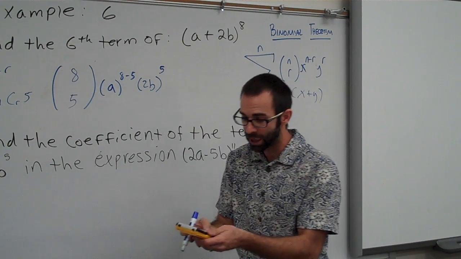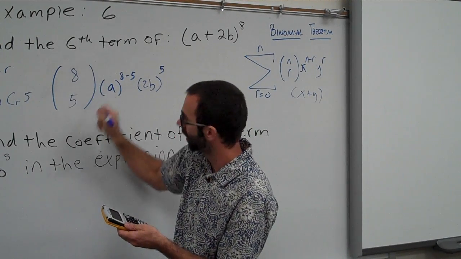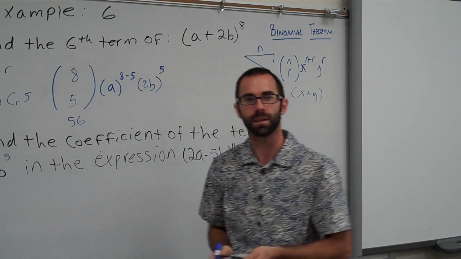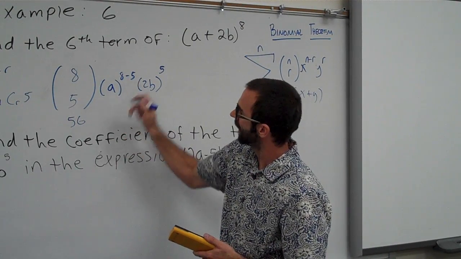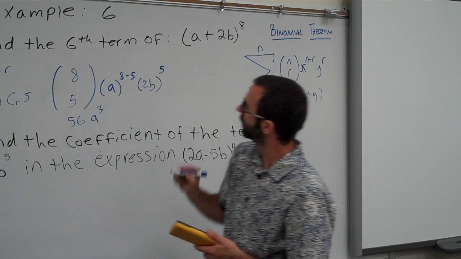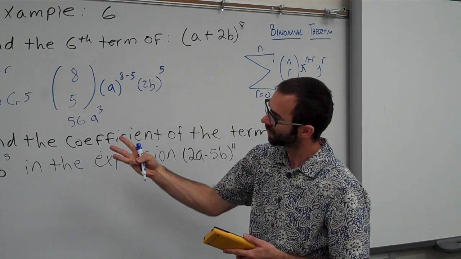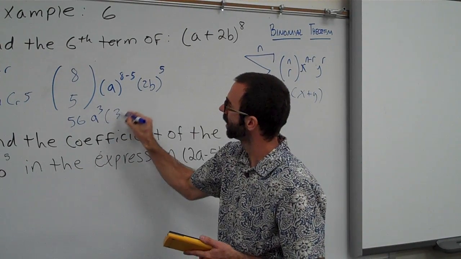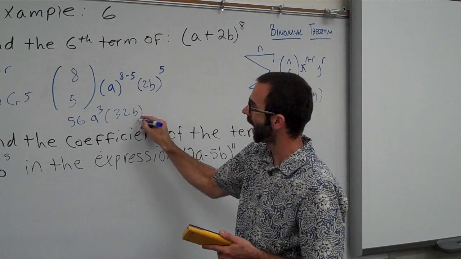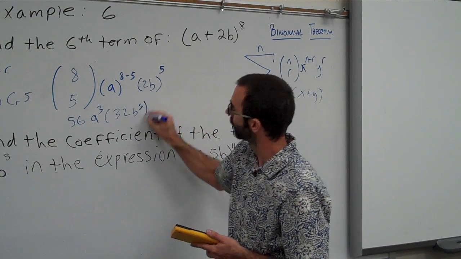So I'm going to use my calculator to generate this right now. This whole number right here is just 56. A really nice, powerful tool there. And then our a is 8 minus 5, so that's a cubed. And then 2 to the power 5: 2 times 2 is 4, times 2 is 8, 16, 32. So that'll be times 32 b to the 5.